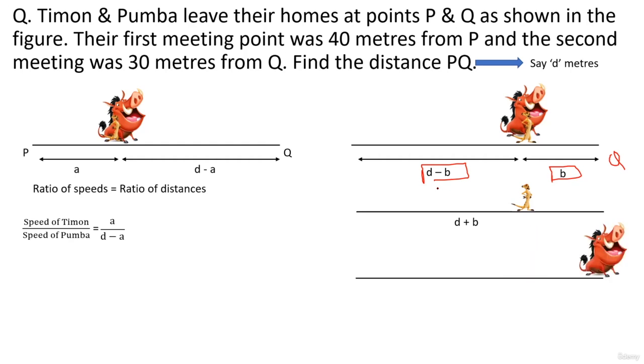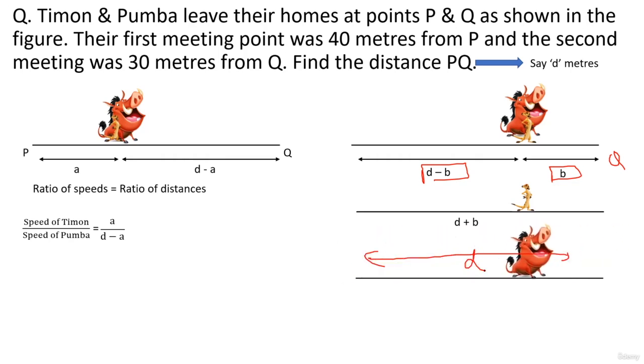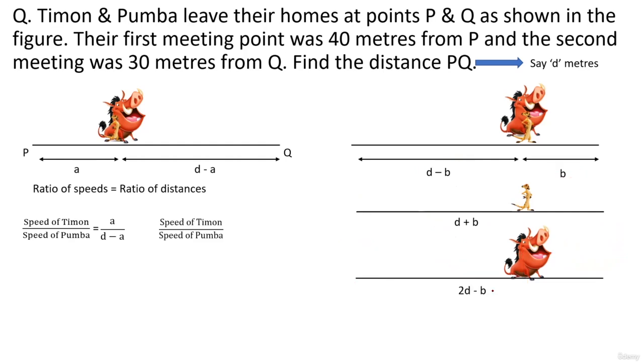I hope you can understand this carefully. This distance, guys, completely is going to be D units. So Pumbaa covers this and stops here, right? What is this remaining distance we saw? This remaining distance we saw is D minus B, right? So Pumbaa is traveling D plus D minus B, so that comes out to be 2D minus B, right?